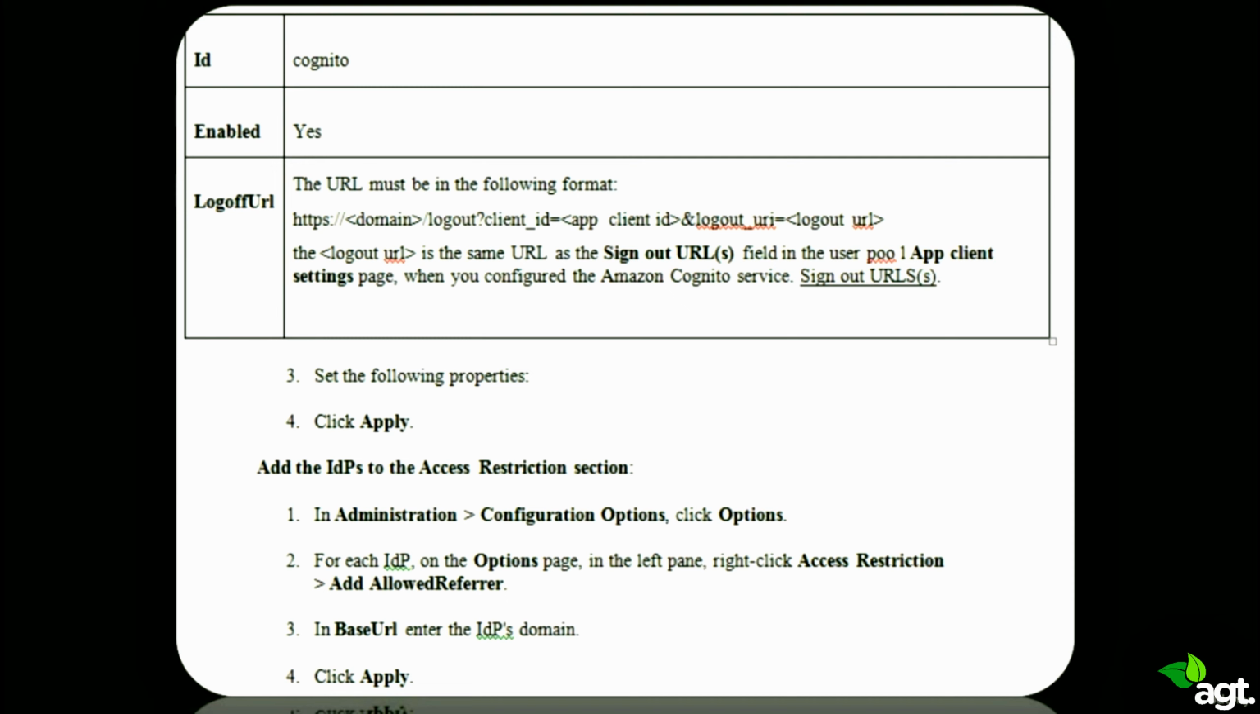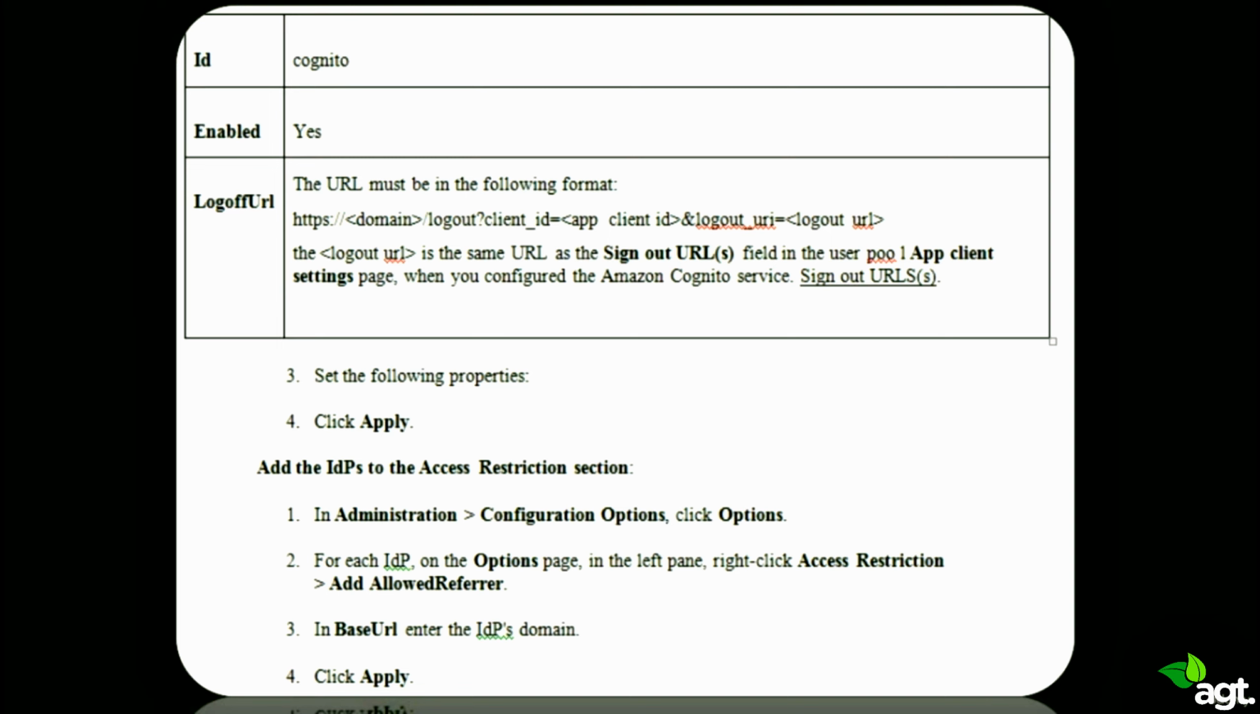The logout URL is the same URL as the sign out URLs field in the user pool application client settings page. When you configure the Amazon Cognito service, you just check the sign out URL from the website. And the fourth step is click apply.